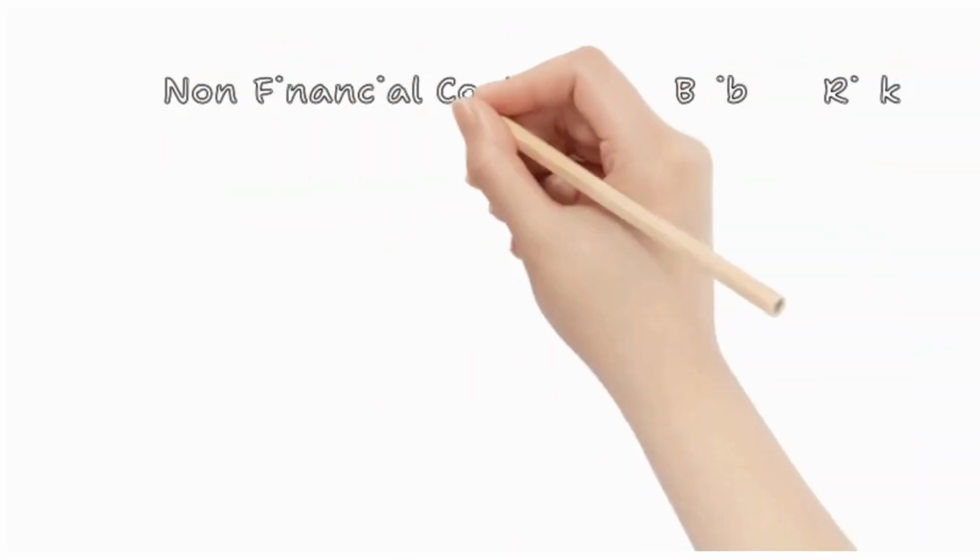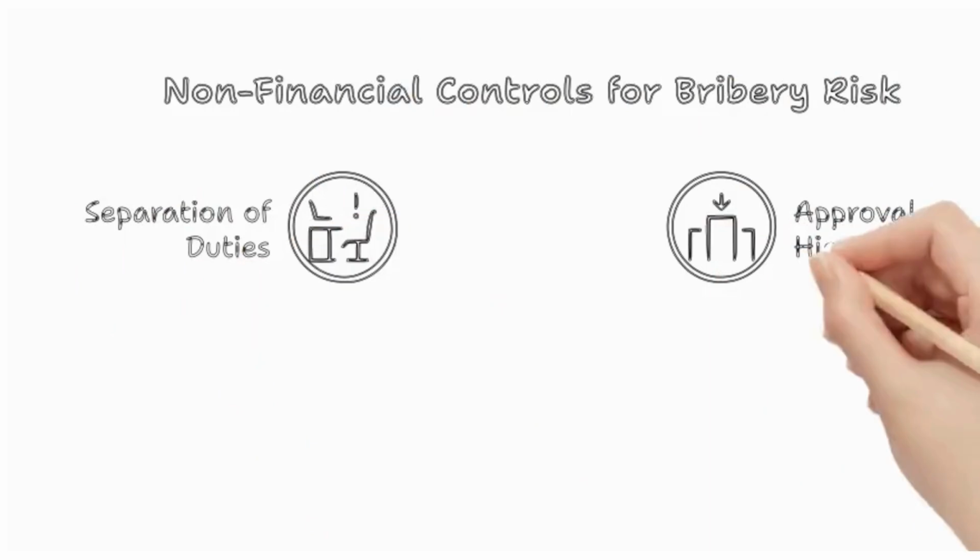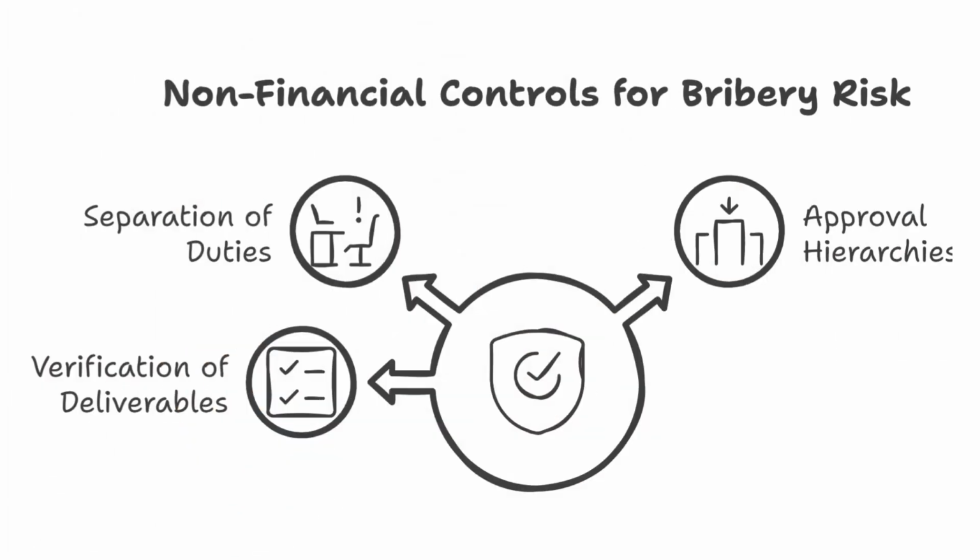Clause 8.4 Non-financial controls. Implement non-financial controls to manage bribery risk. Controls may include separation of duties, approval hierarchies, verification of deliverables. Example, the retail company separates roles in procurement, receiving, and payment, requires multiple approvals for contracts, rotates staff in sensitive positions, implements physical controls like access restrictions, conducts spot checks of project deliverables.